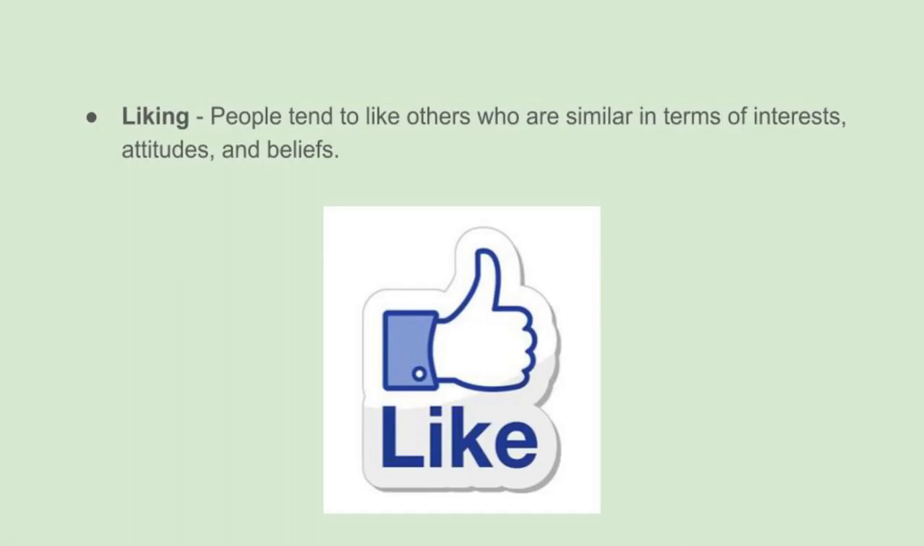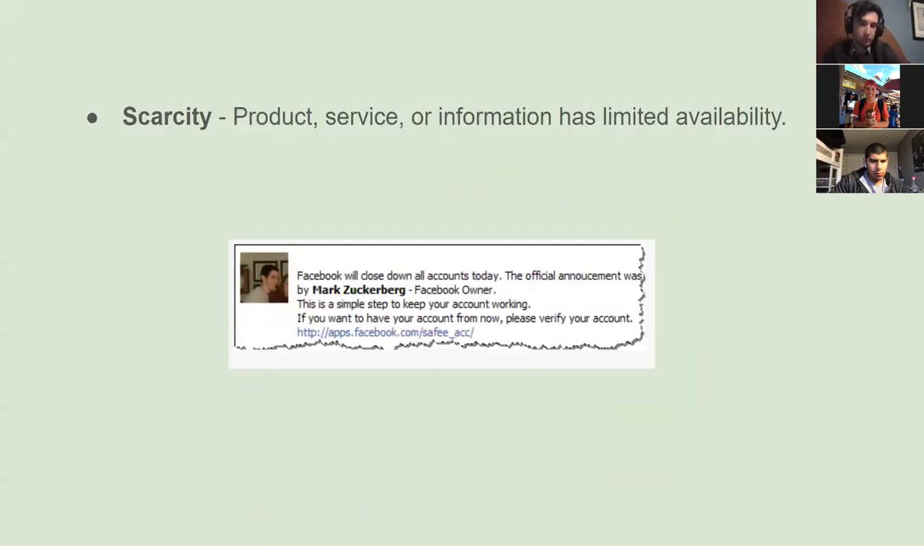And lastly is liking. People tend to like others who are similar in terms of interests, attitudes, and beliefs. So if you present yourself in a manner that is similar to the other person, they're more likely to like you. And the last principle is scarcity. Product, service, or information may have some limited availability.